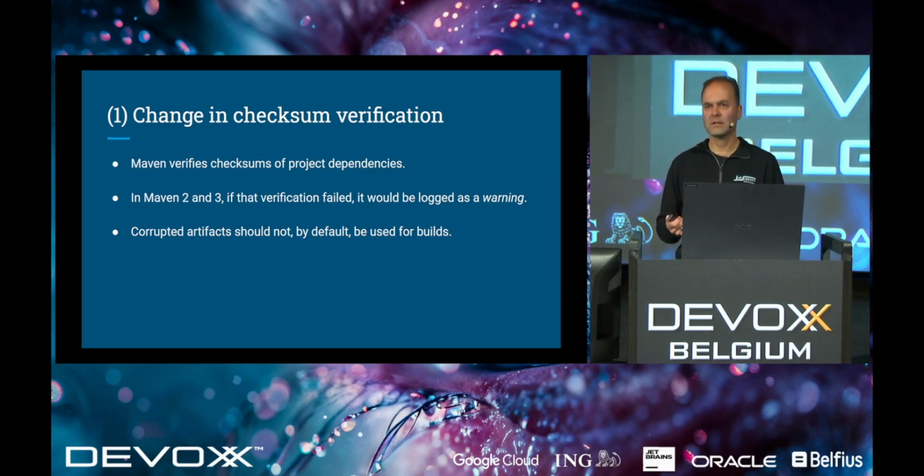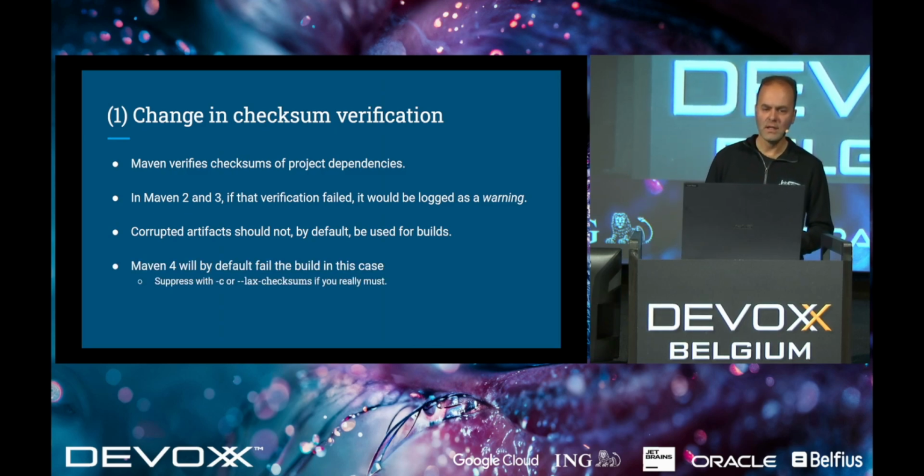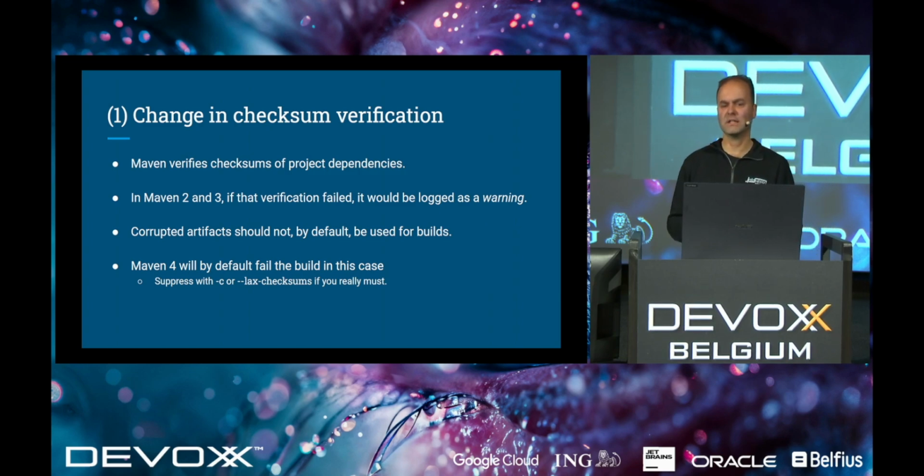Now, of course, there can be a situation where you are faced with a dependency that lives on Maven Central and the artifact has a wrong checksum published. Should not happen, but let's imagine for a minute it happened somehow. Well, in that case, you can suppress the check. There's -C or lax checksums if you really must, but please don't do this, because this checksum verification is supposed to tell you a message. You probably don't want to rely on these artifacts that you've downloaded.